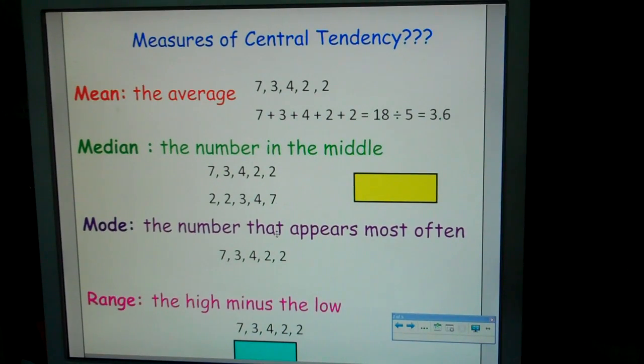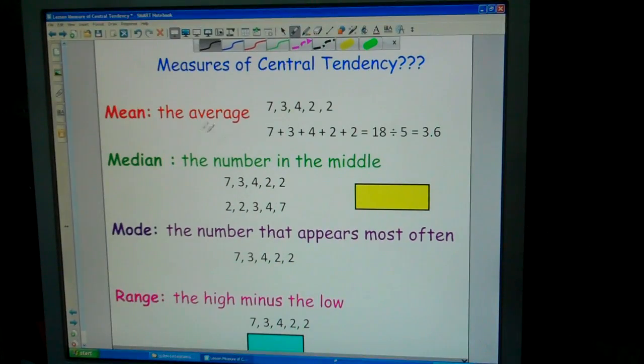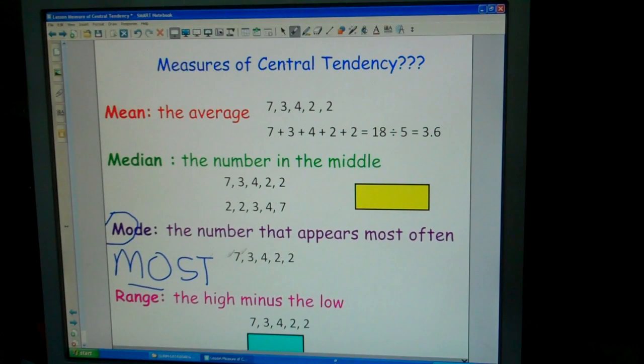The mode, come on. What is the mode? It is the one that occurs most often. Okay, let me get a pen for that. I like to remember that because mode starts with MO, and so does most. MO. That would be 2.